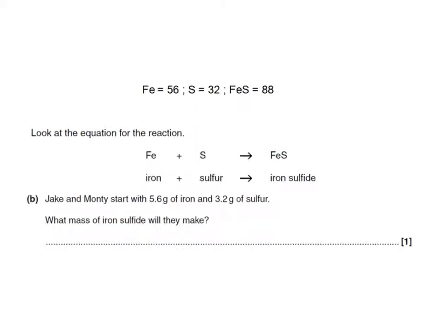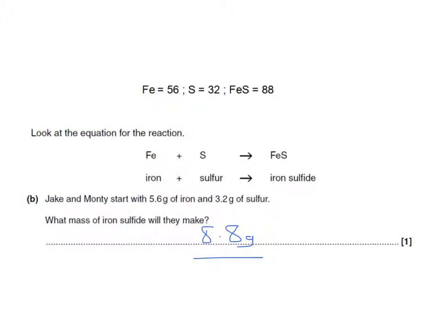Now, remembering that figure from the previous question, look at the equation for the reaction again. Jake and Monty start with 5.6 grams of iron and 3.2 grams of sulfur. What mass of iron sulfide would they make? Well, there's two ways around this question. We could remember that 56 and 32 gave us 88, so 5.6 and 3.2 by the theory would be logically a tenth of 88, which would be 8.8 grams.